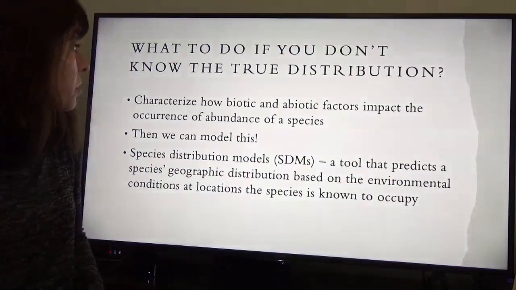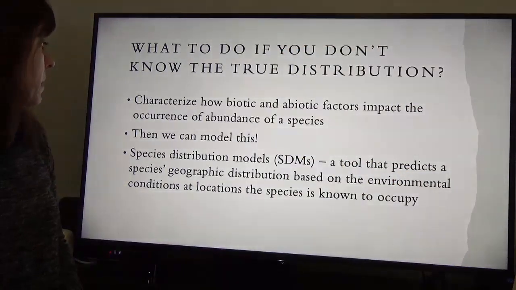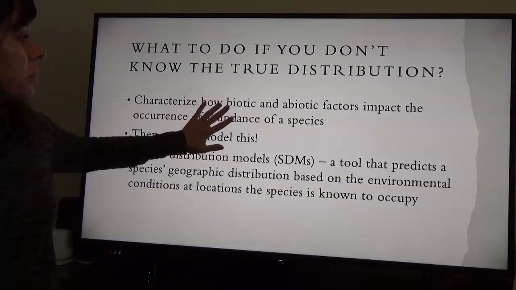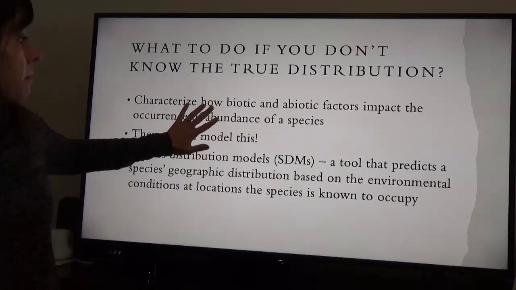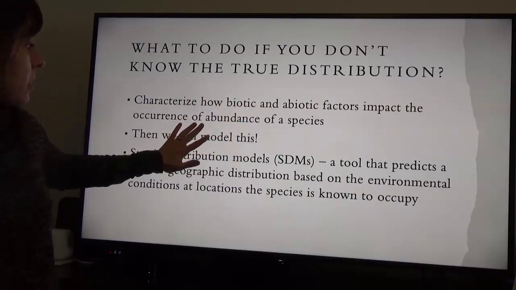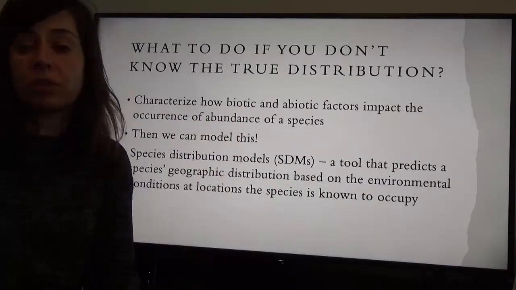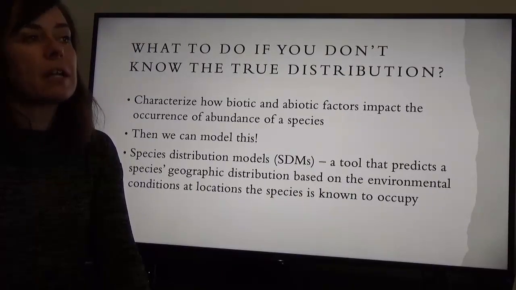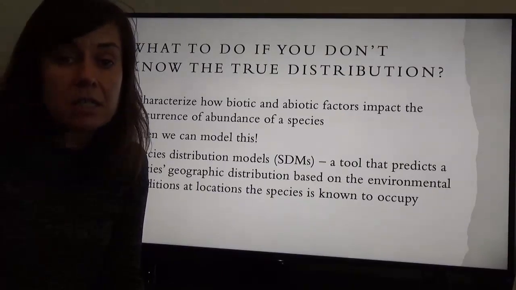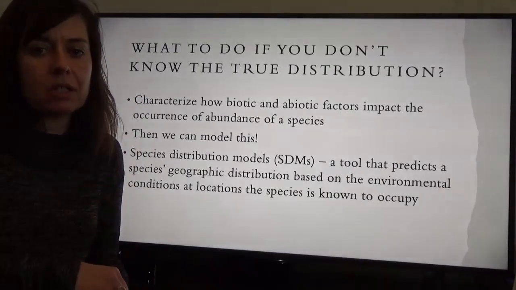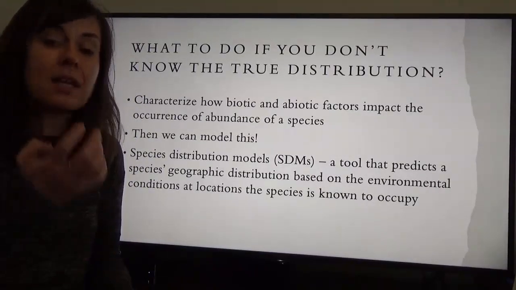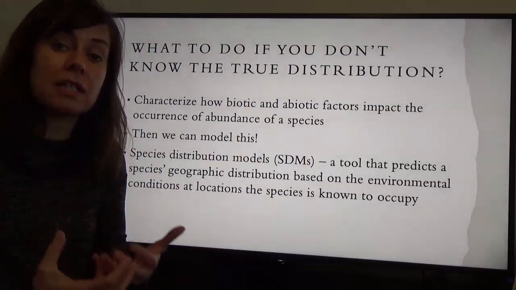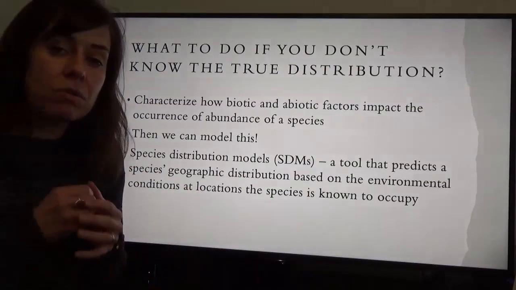Okay, and so sometimes we also don't know the true distribution of a species. What we'll often do to deal with that problem is characterize how biotic and abiotic factors impact the occurrence or abundance of a species. The way we do that is, if we know where that species does occur, we quantify its abundance or its occurrence, depending on what you're interested in, and we quantify the biotic and abiotic conditions at that location. And then we can use that information.